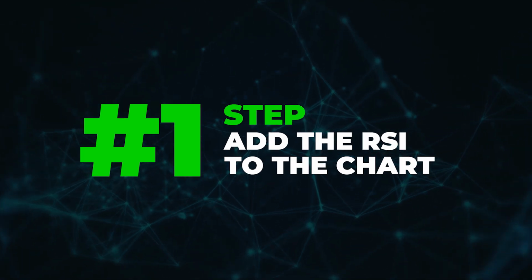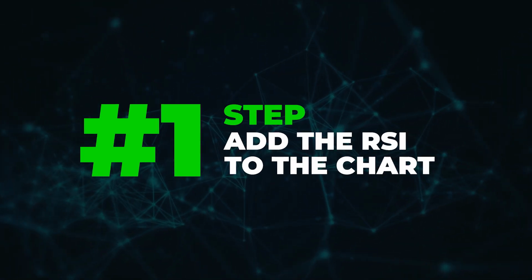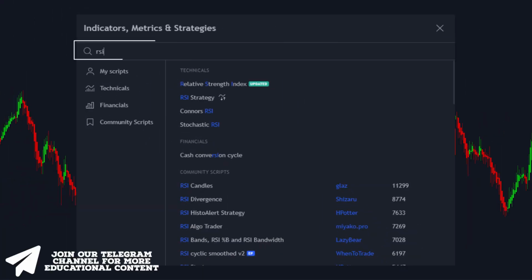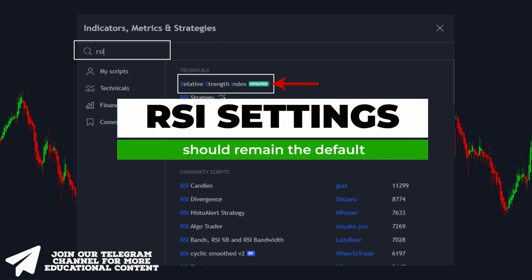So step 1, you should add the RSI indicator to your chart. Go to the indicators tab, type RSI and choose the first point from the list. In this particular case, make sure that you have an upgraded version of the indicator with a moving average. All settings should remain unchanged.